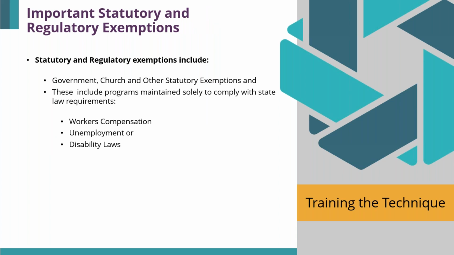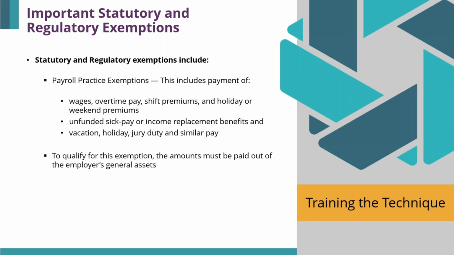Now, there are a number of different statutory and regulatory exceptions. So again, governments, churches, and other statutory exceptions. Such programs as workers' comp, unemployment benefits, and disability benefits can be excluded from being ERISA benefits. That's called a payroll practice. So again, it depends how you set them up. So there's a payroll practice exception. This includes any payment of wages, overtime pay, shift premiums, holiday or weekend benefits, unfunded sick pay or income replacement benefits, and vacation, holiday, jury duty, and similar pay.